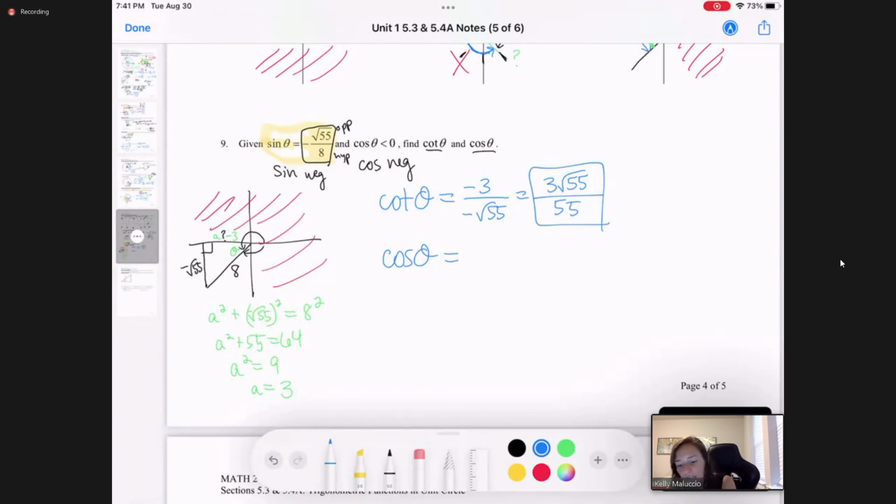And then cosine is just, here we go, adjacent over hypotenuse. Maybe that's what I was thinking of. Negative 3 over 8, and we're done.